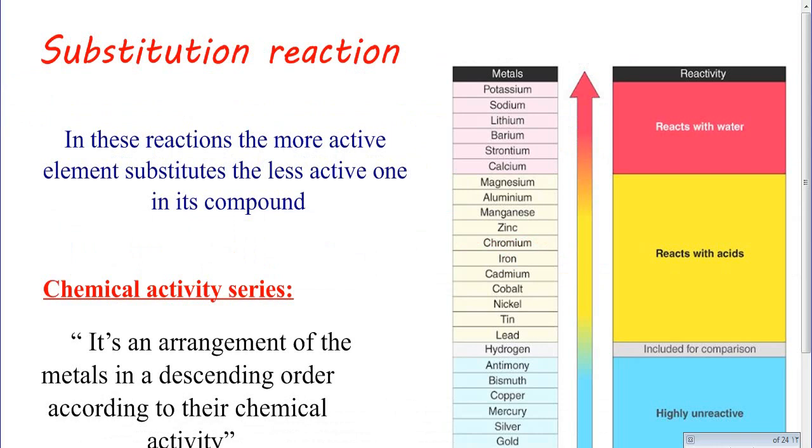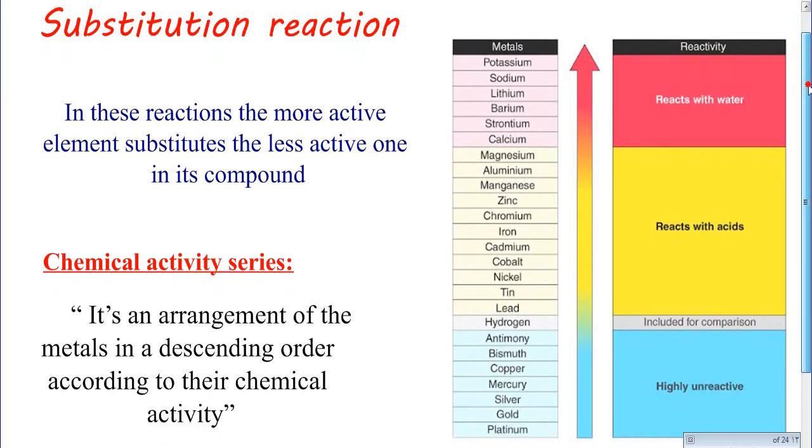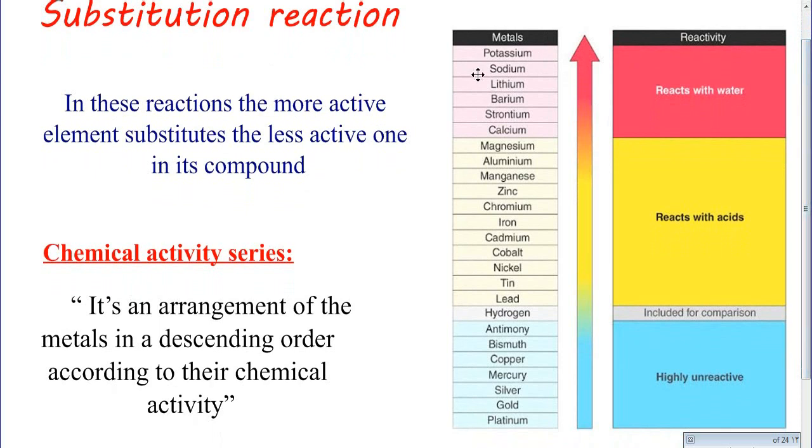In a substitution reaction, the element which is more active will substitute the less active element in its compound. We need to remember the meaning of the chemical activity series. It is the arrangement of metals in descending order according to their chemical activity. This is the chemical activity series, which starts with potassium and ends with platinum.